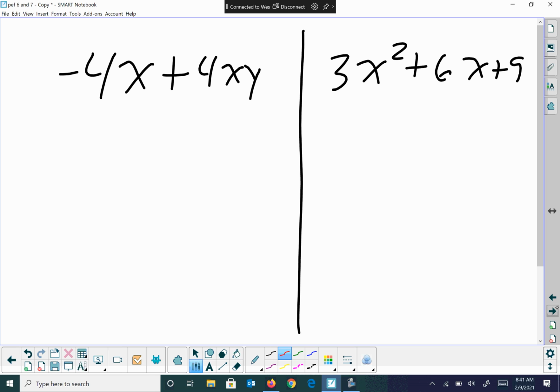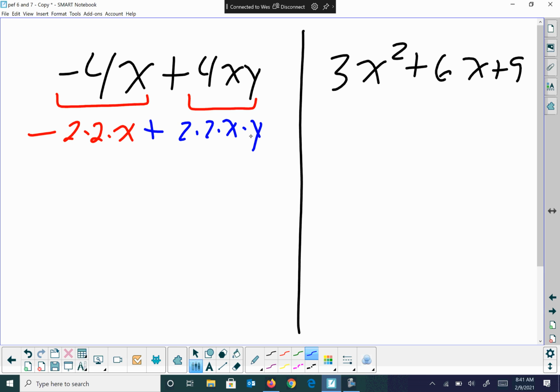All right, so I'm going to take a look at this one. So I know I have this negative. So I have 2 terms, and I have a negative. I know that 4 is 2 times 2, and I know I have an x. Do you all agree that negative 2 times 2 times x is negative 4x? And then that plus sign needs to come down. I know that this is 2 times 2 times x times y. Does everyone agree that 2 times 2 times x times y is 4xy? Yep. Now we're going to look.